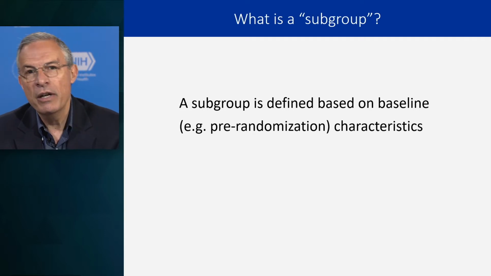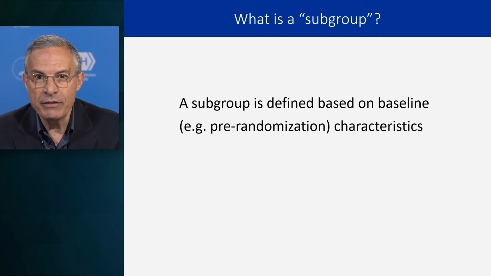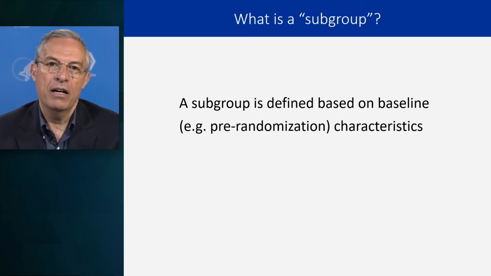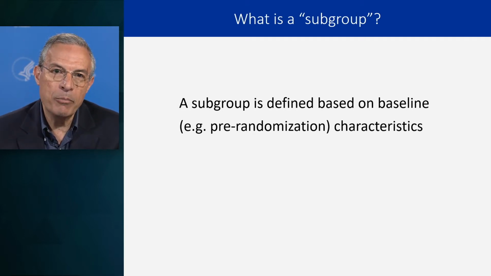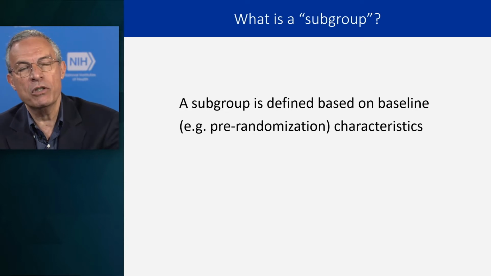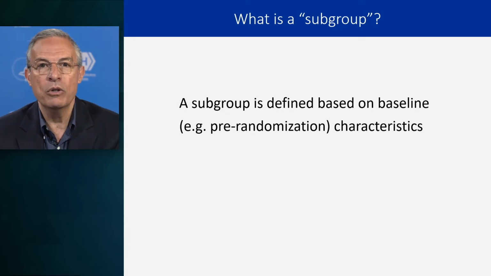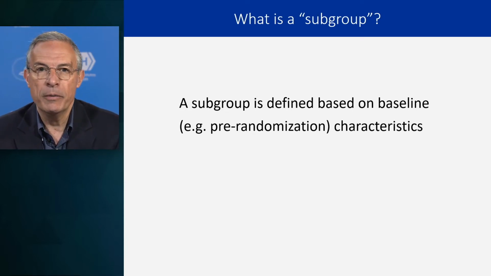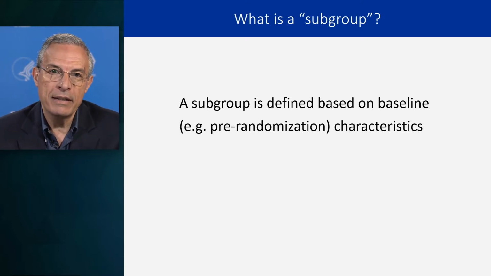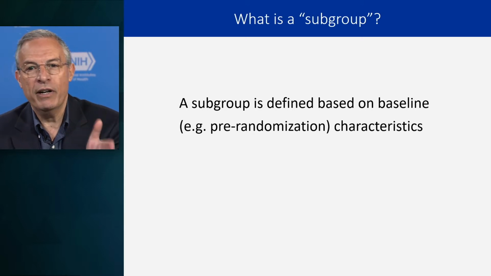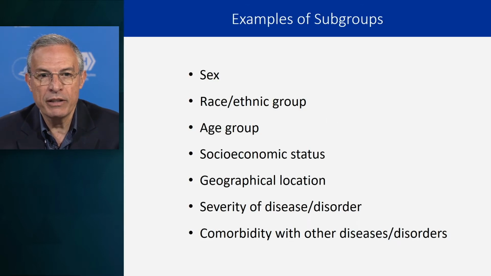In other words, it is highly recommended against creating subgroups based on post-randomization, like adherence to a treatment or retention. It's really highly not recommended to use those kind of subgroups. So subgroup defined on baseline pre-randomization characteristics.